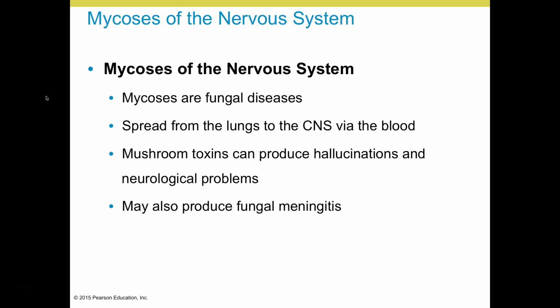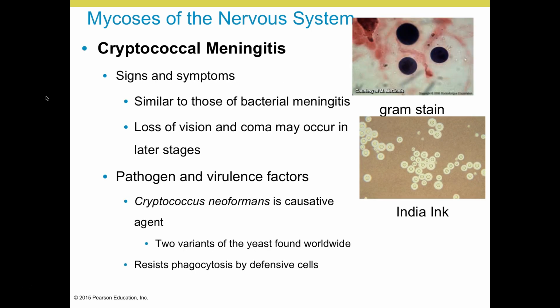There are mushroom toxins that can produce hallucinations and neurological problems, and you probably are familiar with those. We also have fungus that can produce meningitis, and these are known as your cryptococcal meningitis. Again, symptoms and signs are similar to bacterial meningitis. It can lead to the loss of vision and coma. Cryptococcus neoformans is the causative agent.